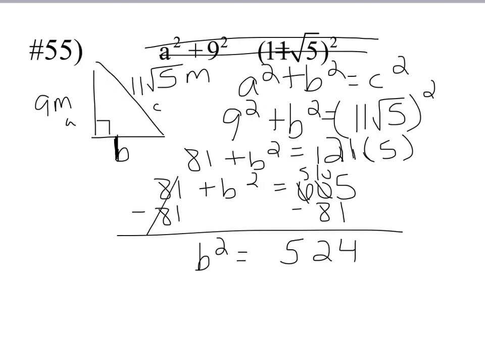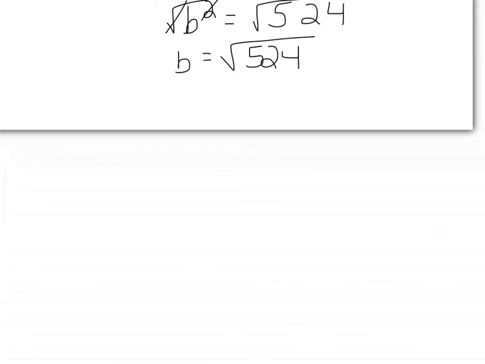But again, I don't want to know what B squared is, I want to know what B is. So I need to square root both sides to get rid of that squared. The square root and the square cancel, leaving you B is equal to the square root of 524. Now I'm willing to guess that 524 can be simplified. So let's go ahead and see what we can do.